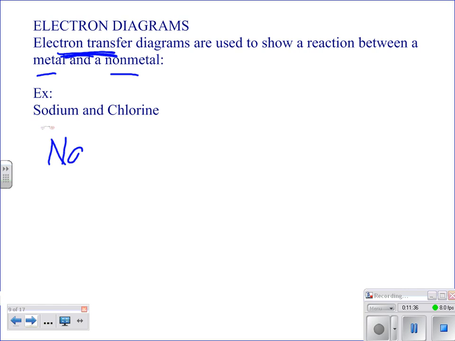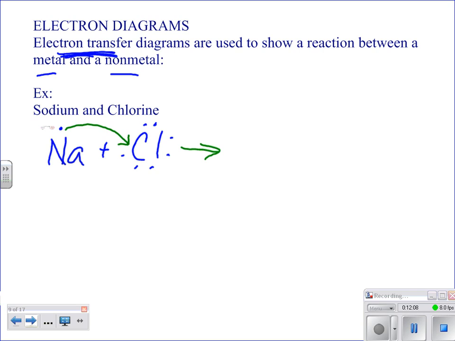But you just take your element, sodium. How many valence electrons? 1. And we add it to chlorine. How many valence? 7. 1, 2, 3, 4, 5, 6, and 7. So then in order to show the transfer, you have to physically draw the arrow that's showing what's going on. Sodium gets rid of 1 electron. Chlorine wants to gain 1 electron. What a nice little pair they make. So then you show the result.